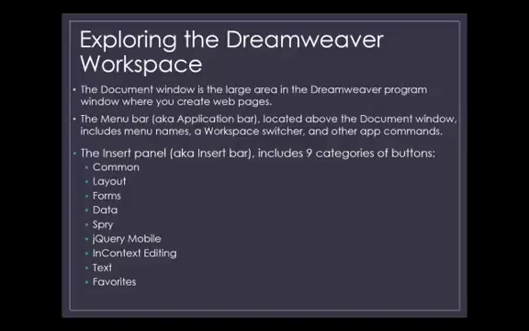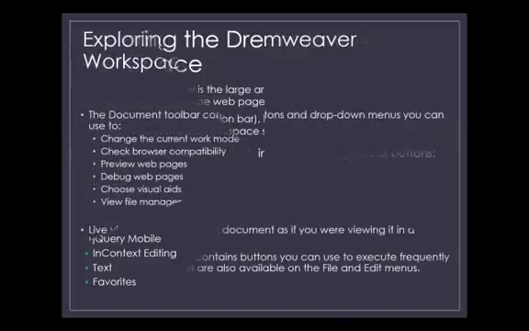Now, the document window is the main thing that you're going to see in the Dreamweaver program when you create those web pages. When you first start Dreamweaver, you're just going to see the document workspace, and that's the middle where you create the web pages. Now, we also have a menu bar or the application bar, which is located above that document window, and that includes menu names, the workspace switcher, and other application commands. You can see that the workspace switcher is very similar to what we just identified in Adobe Bridge.